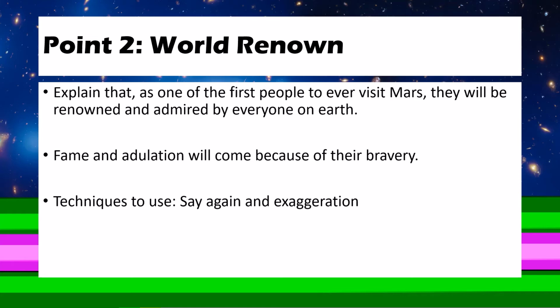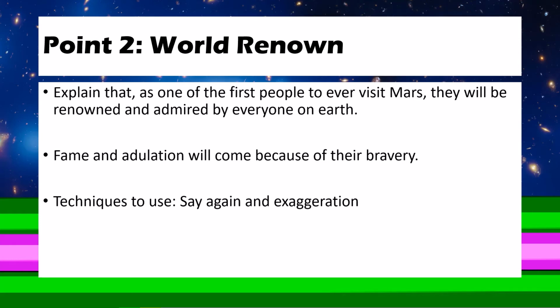So you might want to think about famous astronauts that you've heard of, people like Neil Armstrong. Fame and adulation will come because of their bravery. Adulation means being admired, so people will admire them because of how brave they are. Some techniques that you should use in this section are say again, where you repeat an important point, and exaggeration.